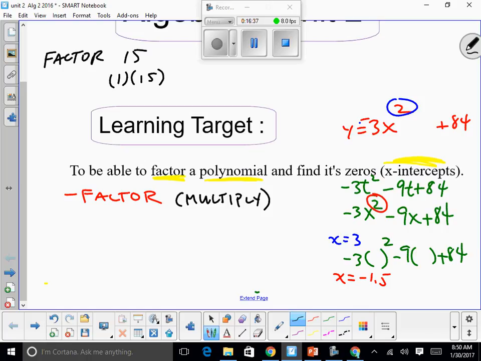Let me do another one. So let's try this here. 1 is a factor. 15 is a factor. Here's another version of that. Can someone say out loud another way to get to 15 multiplying? 3 times 5 or 5 times 3, I heard it. 3 is a factor, and 5 is a factor.